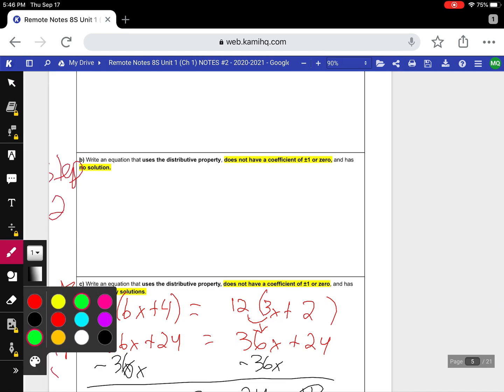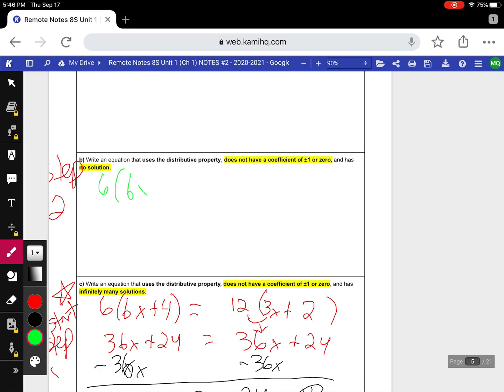Let's go to green. Okay, write an equation that uses the distributive property, does not have a coefficient of 1, -1, or 0, and has no solution. Okay, look at your left side. It was 6 times 6x plus 4. I'm just going to copy that over. You get 36x plus 24.